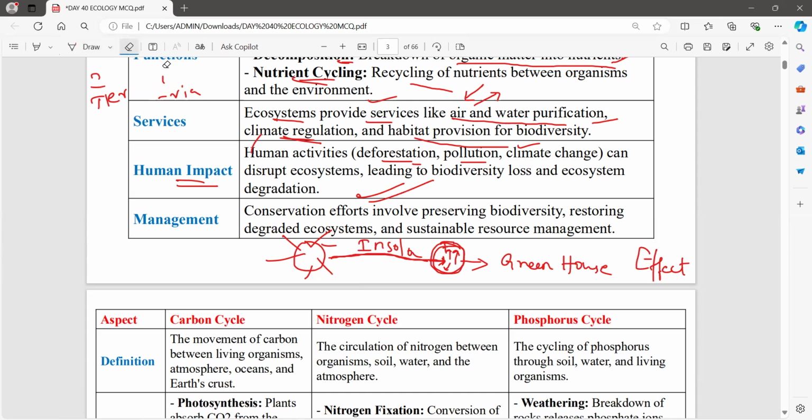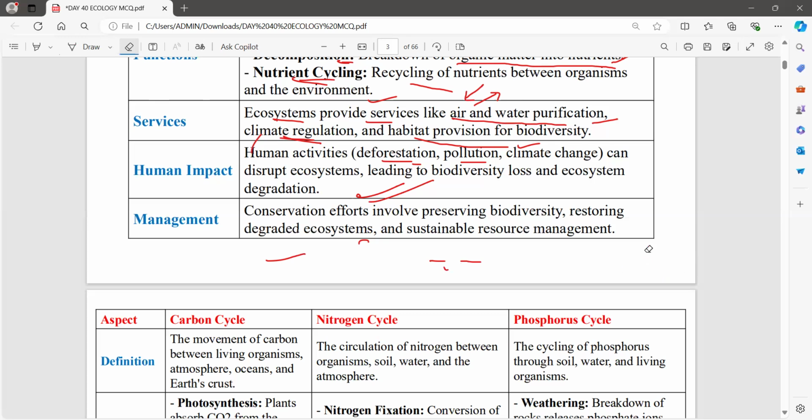Okay, so the class deviated a little bit. I have touched on the geography part also. See, when it comes to pollution, you know all these things. Okay, that's why I explained all this.